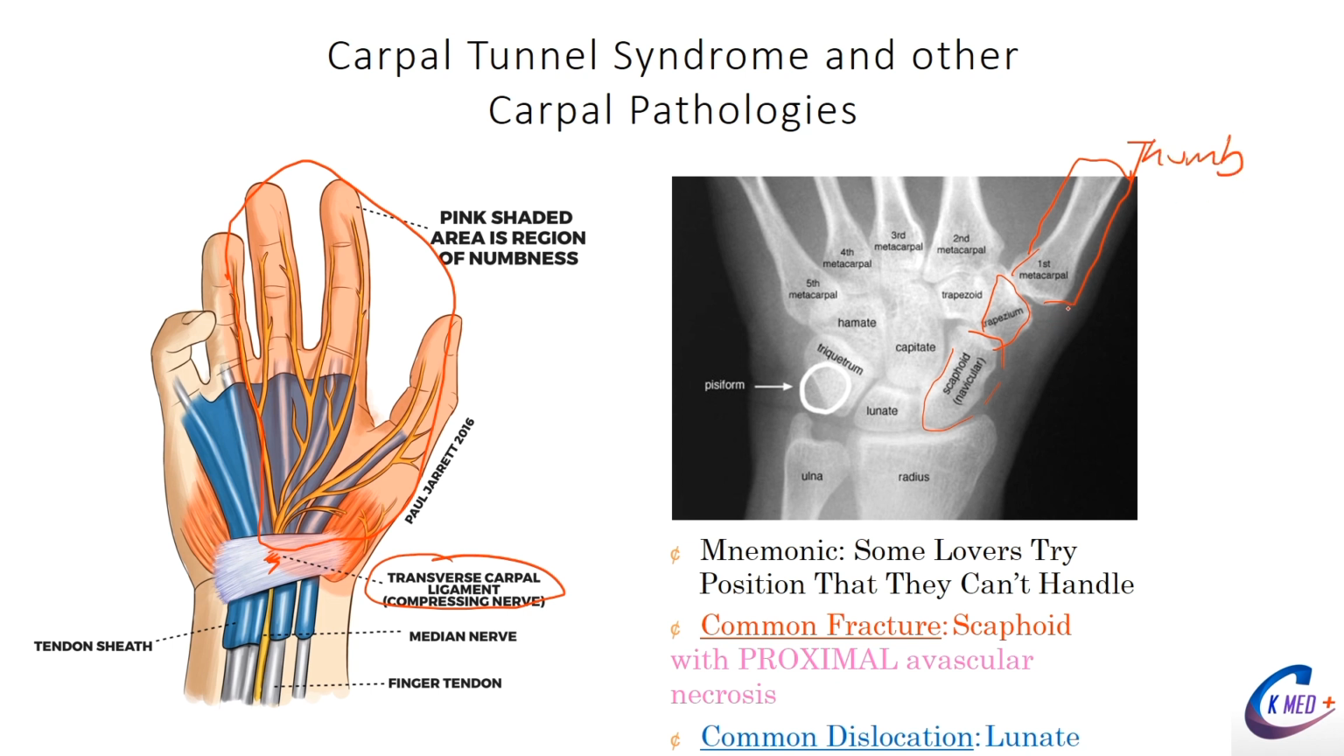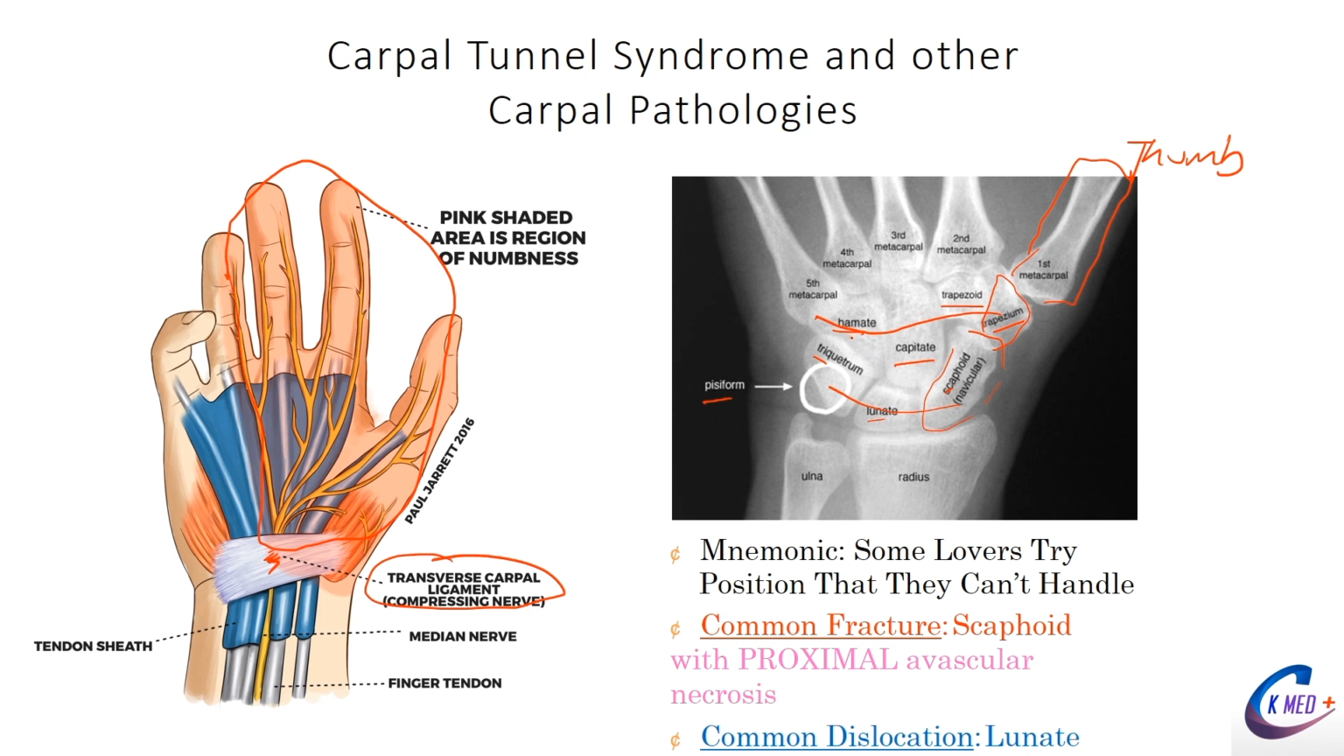Okay, your first metacarpal is thumb, and that hooks up to your trapezium and scaphoid here. And you start on the first layer more proximal, and you go across, and then you start on the second layer more distal, and go across as well for this mnemonic to work. So Some is scaphoid, Lovers, lunate, Try for triquetrum, Positions for pisiform, and then we start a second layer. Positions, that is trapezium, They, trapezoid, Can't, capitate, and Handle, hamate.